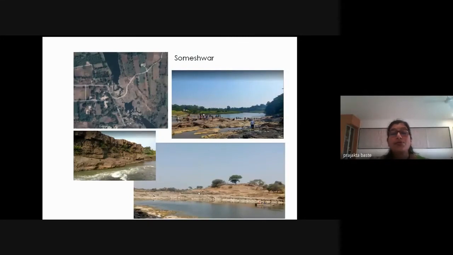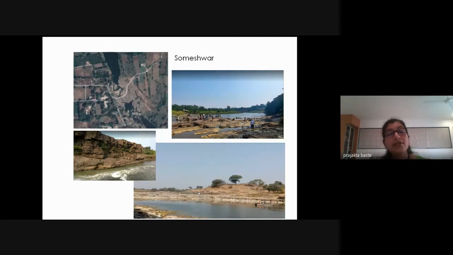Then we come down to another very interesting point on the river Godavari, the Someshwar Falls. Someshwar is a place where there is a shrine of Lord Shankara. It is also a mythologically important place, where there are certain stories which have got associated with this spot.